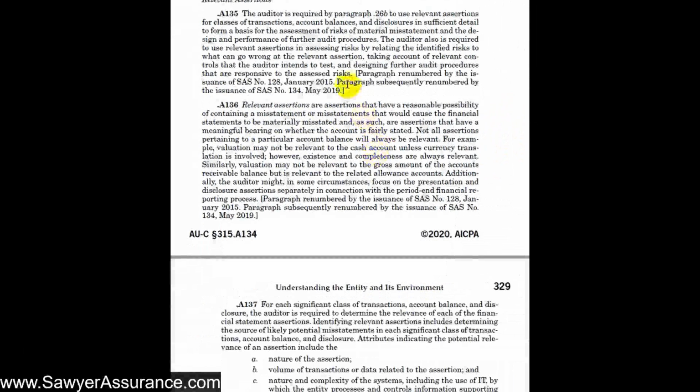It says here that relevant assertions are assertions that have a reasonable possibility of containing a misstatement or misstatements that would cause the financial statements to be materially misstated, and as such are assertions that have a meaningful bearing on whether the account is fairly stated.